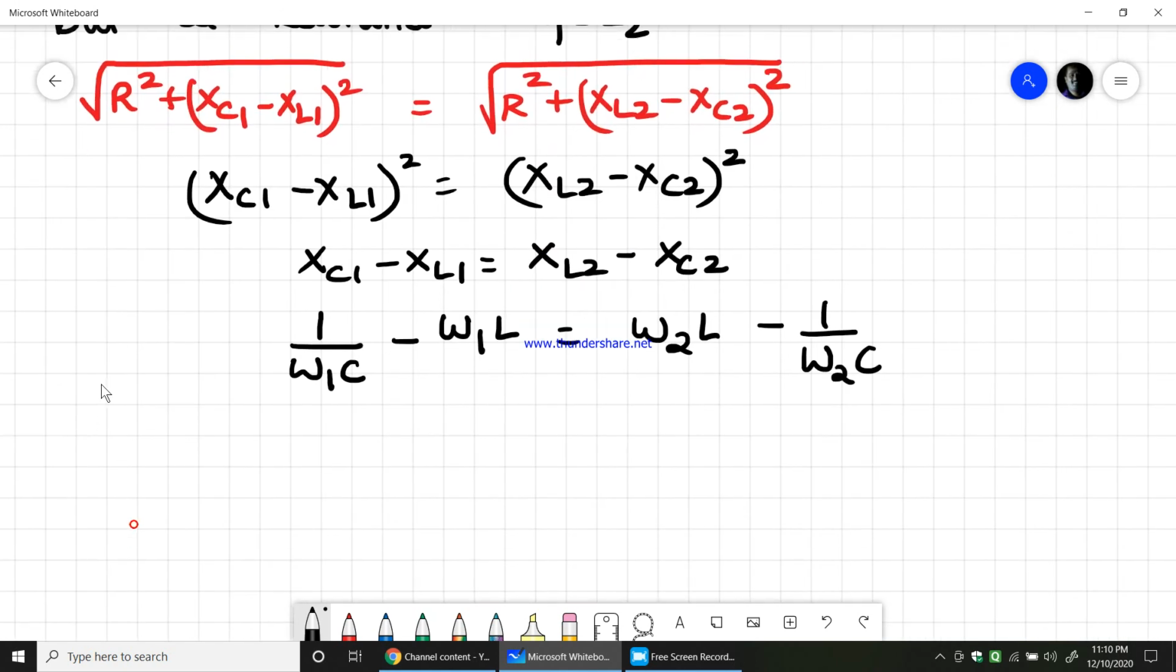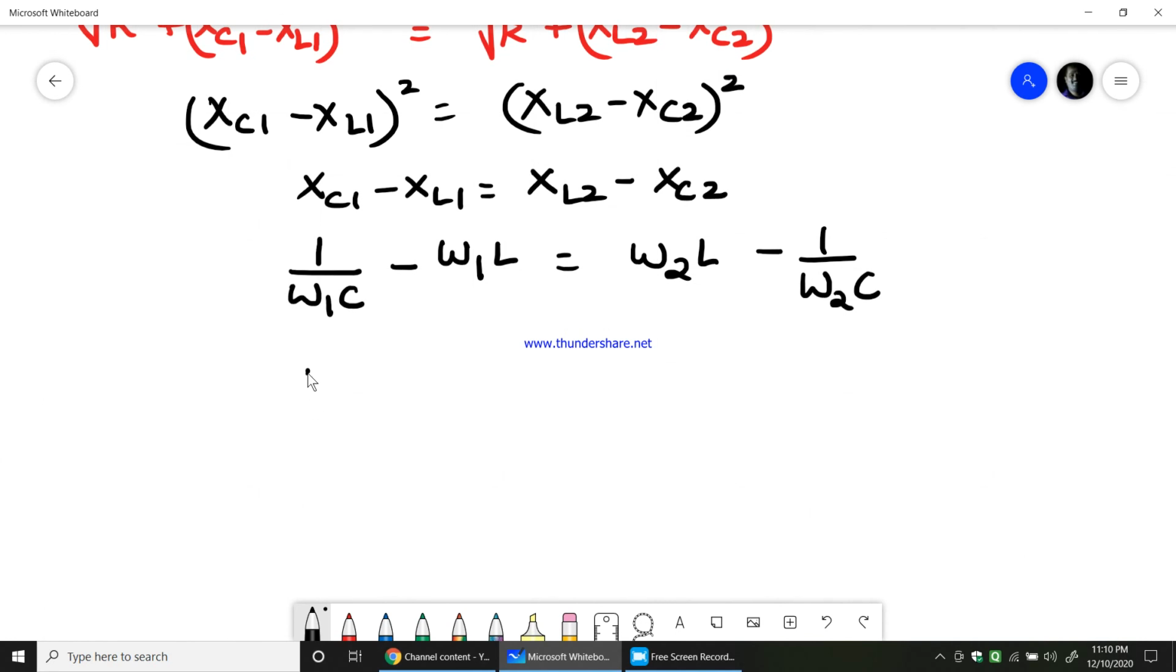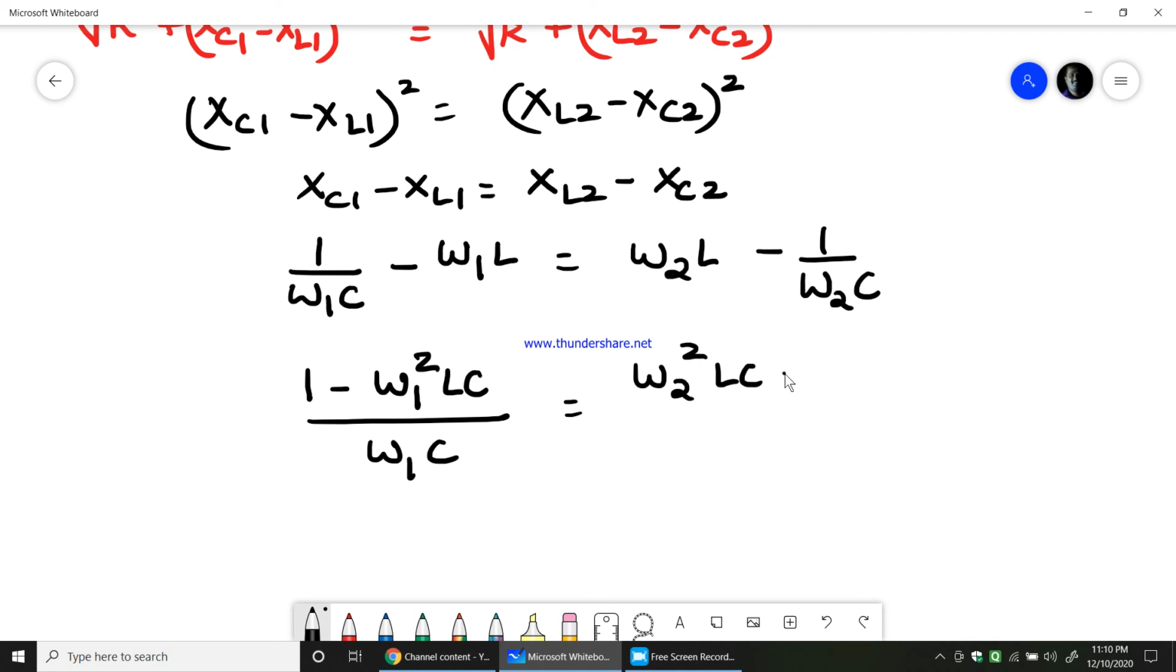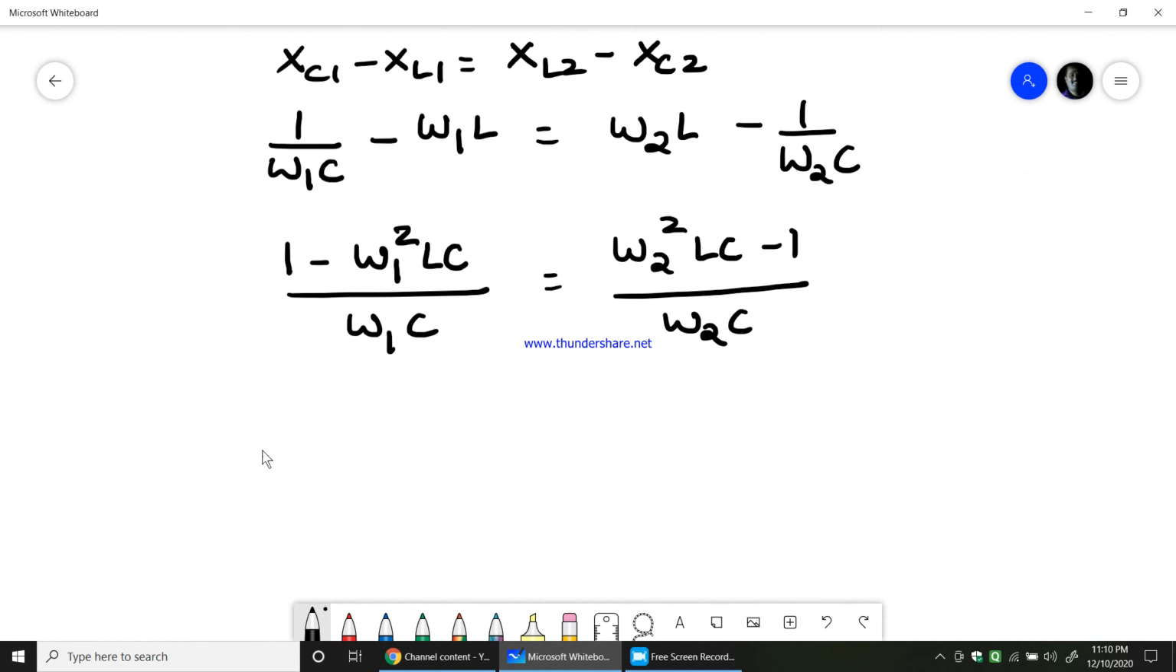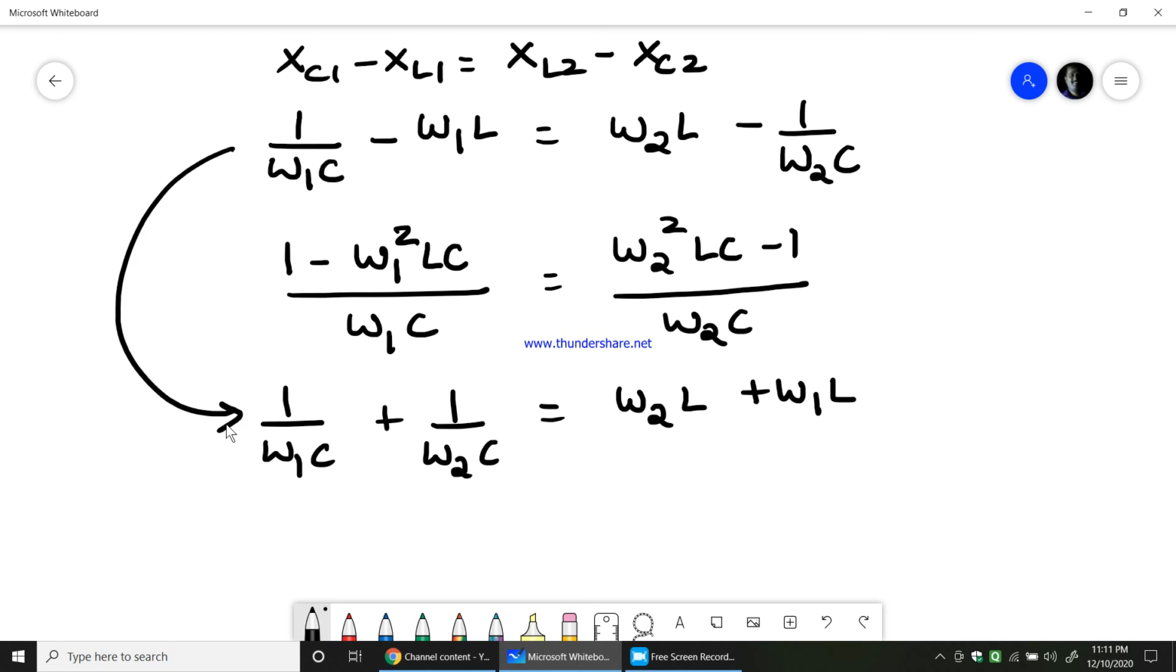So now what we'll do, we'll take the LCM here. So I'll get 1 minus omega 1 square LC divided by omega 1 C, which is equal to omega 2 square LC minus 1 by omega 2 times C. Or else we'll try to separate L term and C term in a separate manner. So we'll try to write 1 over omega 1 C plus 1 over omega 2 C, which is equal to omega 2 L plus omega 1 L. This can also be written in this equation.